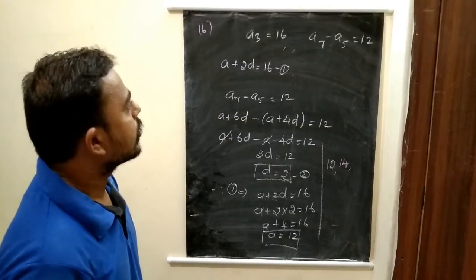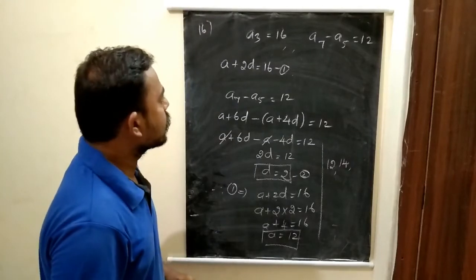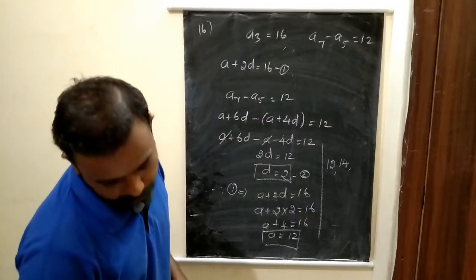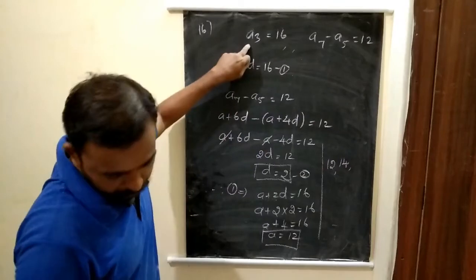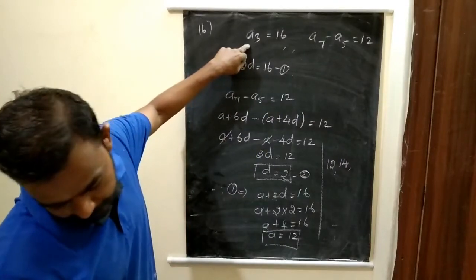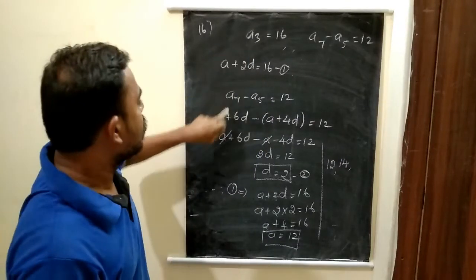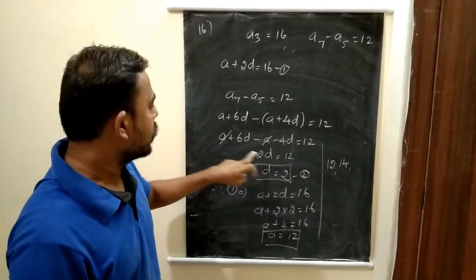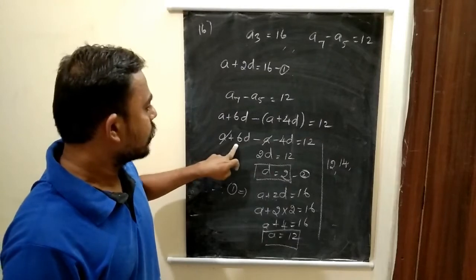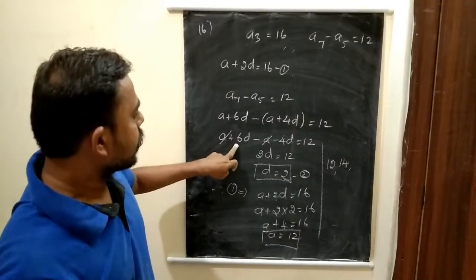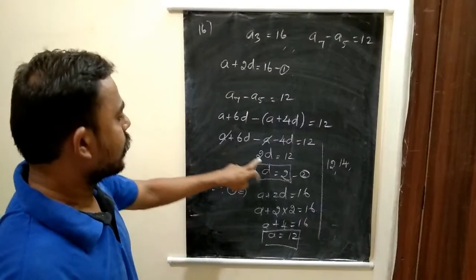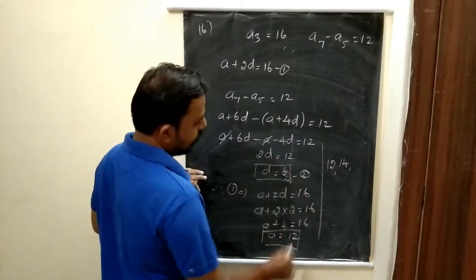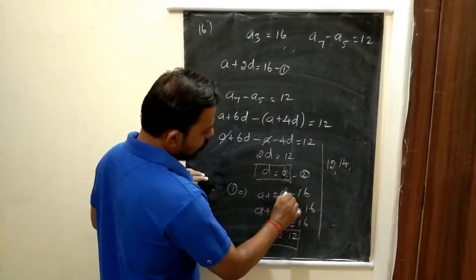One minute. It's given A3 equal to 16. A3, third term is 16. Seventh term exceeds the fifth term by 12. Okay. A plus 6D minus A minus 4D. A we can cancel. 6 minus 4, 2. So, sorry, D equal to 6. If D equal to 6, it's 12. D equal to 6.